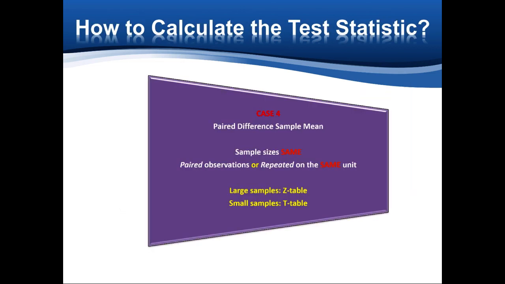Now let's see the last case. Case 4. Paired difference sample mean problem. It compares the two means of two groups. First, the sample sizes for 1 and for 2 will be the same. Let's see the idea first.